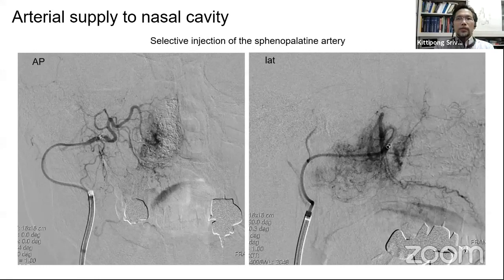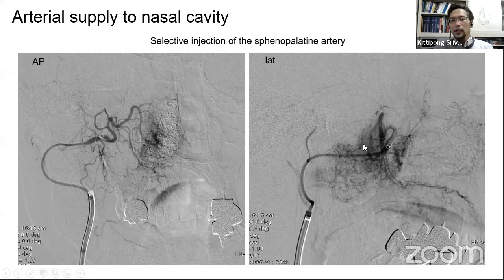For the arterial supply in the nasal cavity, sometimes you need to stop a nosebleed as you go into the sphenopalatine artery. You see the branches that go to the lateral side and also the midline to feed the septum. This runs through the sphenopalatine foramen. When you look at the AP view, you see the whole length of the vessel very well.